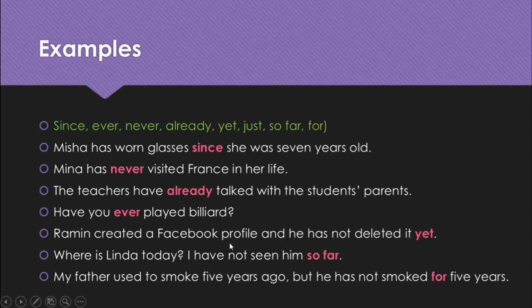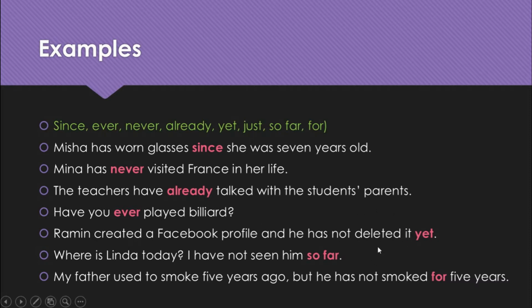To date. Ramin created a Facebook profile and he has not deleted it yet. Yet is used with negative sentences, as I already explained, and it also marks an event from the past up to date. So Ramin created a Facebook profile or Facebook account, created. This one is past simple, right, from grammar 1. You should be able to understand this one.